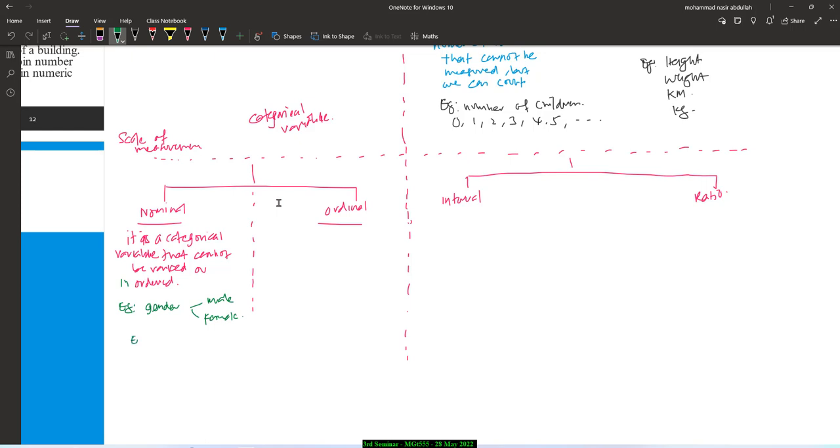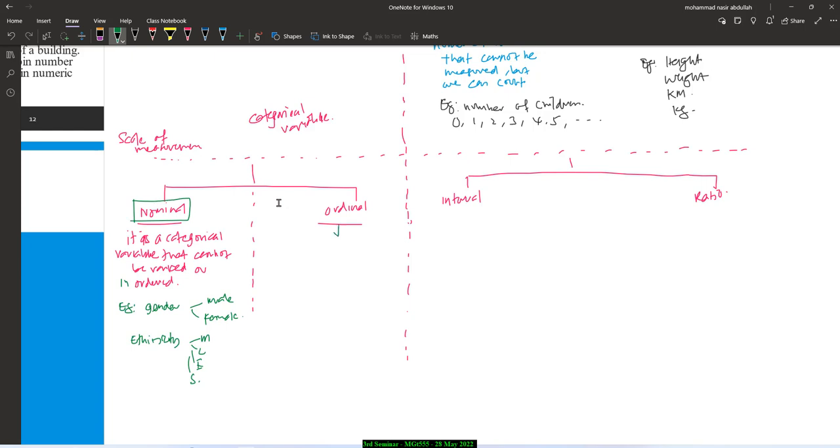So another one is ethnicity, right? Malay, Chinese, Indian, Siamese, and so on. So you cannot say Malay number 1, Chinese number 2. It cannot be in order, right? So since this cannot be in order or cannot be ranked, it lies under nominal scale.